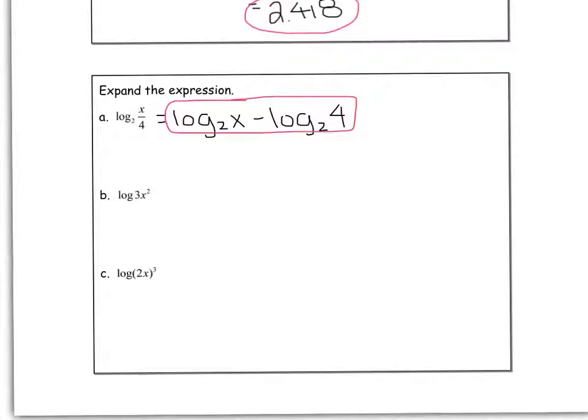In the next one, we're going to get rid of that multiplication first. So it'll be log of 3 plus log of x squared. When we're expanding, we get rid of the multiplication in this problem first. Then you want to get rid of that power. You can't ever leave a power when you're expanding. So the power will just come out front, and that's your final step.